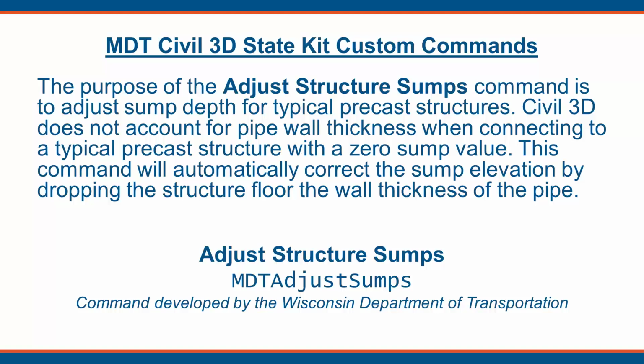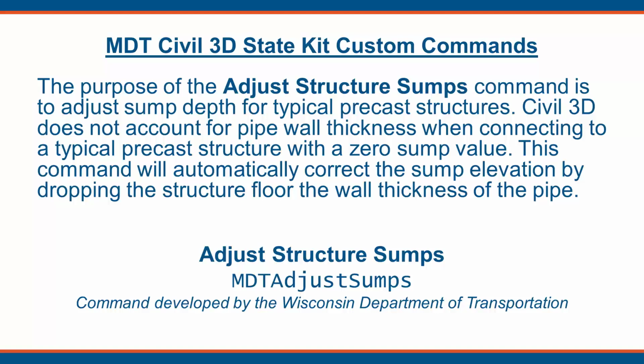But Civil 3D does not account for pipe wall thickness when connecting to a typical precast structure with zero sump depth value. Civil 3D places the structure floor at the invert elevation of the pipe, resulting in the pipe wall lining up within the structure floor.